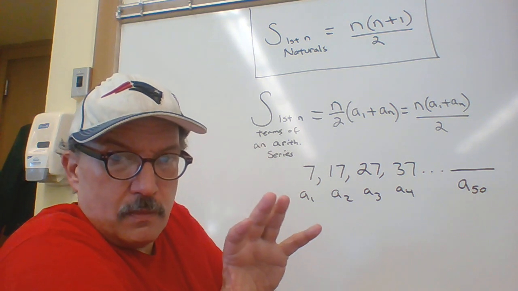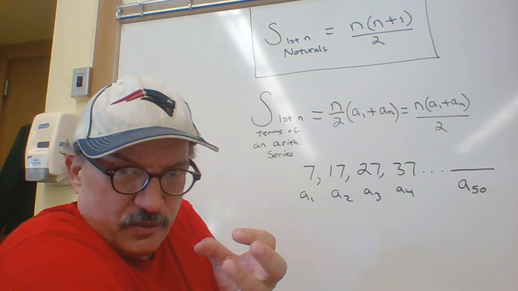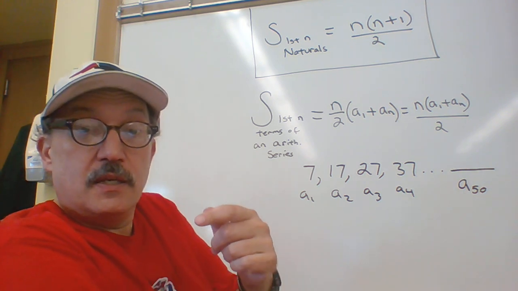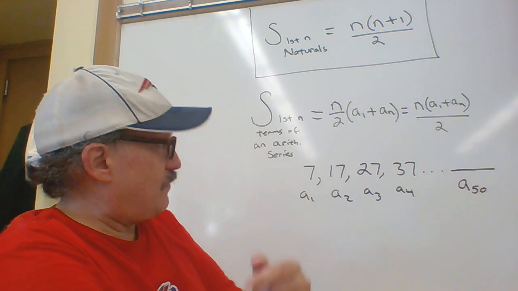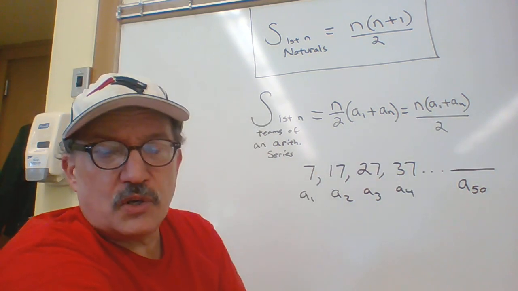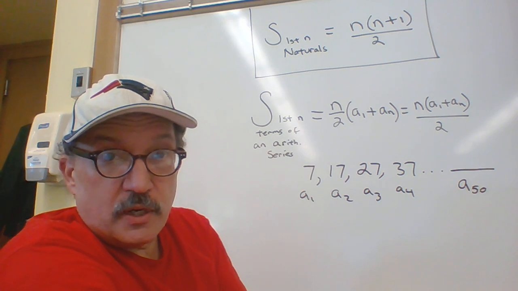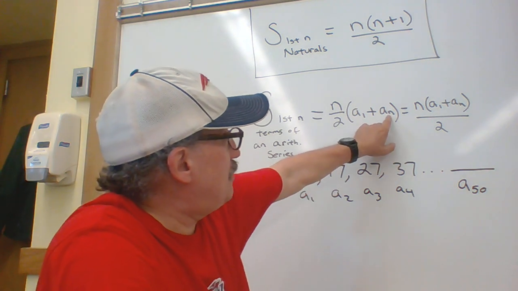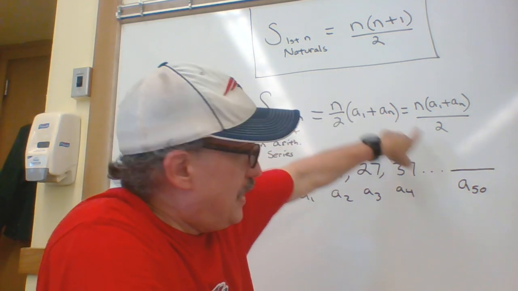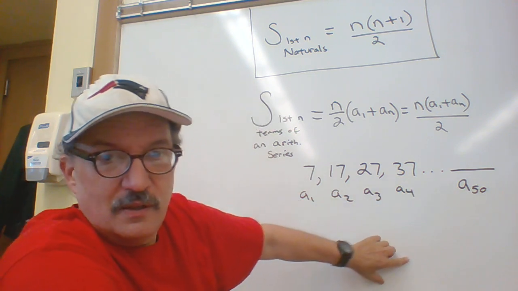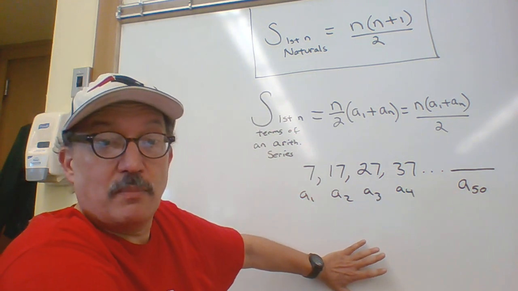Now, I haven't gotten to the sum yet. Eventually we're going to find the sum of 7 plus 17 plus 27 plus 37 all the way up to the 50th term. But in order to find the sum, we're going to have to know what the 50th term is, because the formula contains A sub n. And in this case, the n is 50. So this is a 2-part problem.